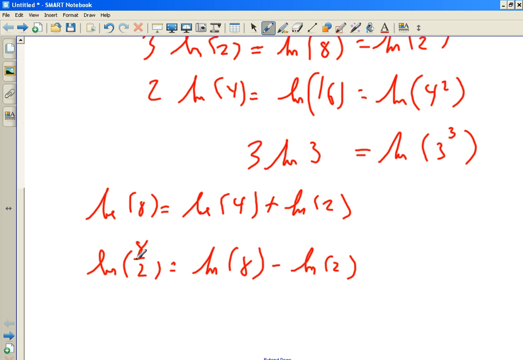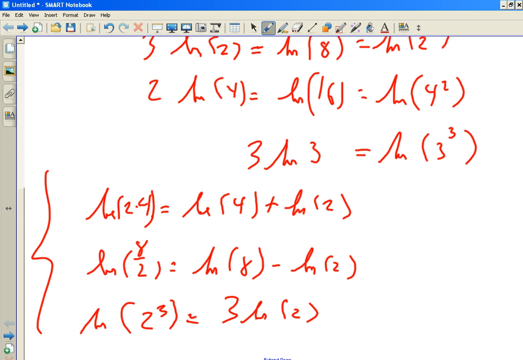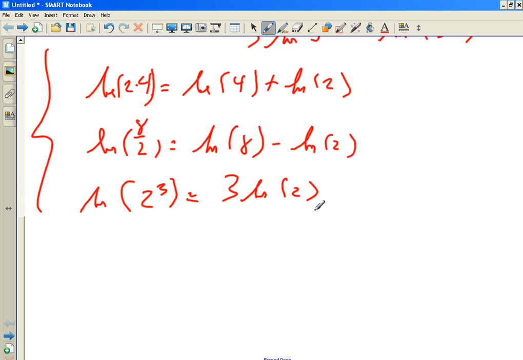The log of a quotient is the difference in the logs. The log of a product is the sum of the logs. The log of the quotient is the difference in the logs. The order matters. The numerator has to come first, right? And the log of a power is the exponent times the log of the base. These are the three properties that every logarithm has in common. Plus, of course, what we said originally.